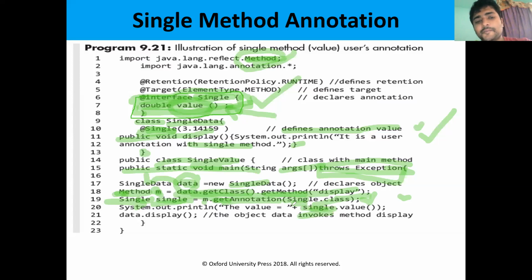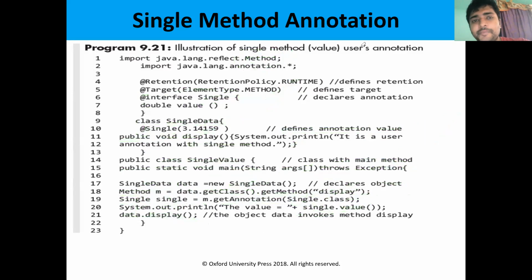Single means the object. We have created an object for the annotation. Annotation object dot value, where value is the annotation method. And then we are displaying with data.display. So this is a simple program to illustrate user defined annotations.